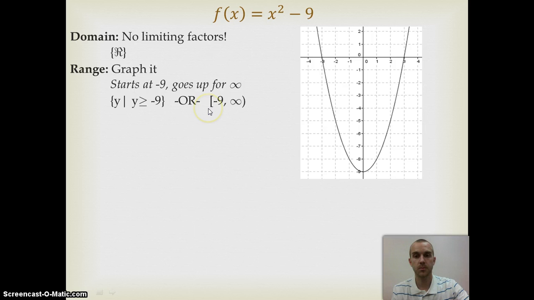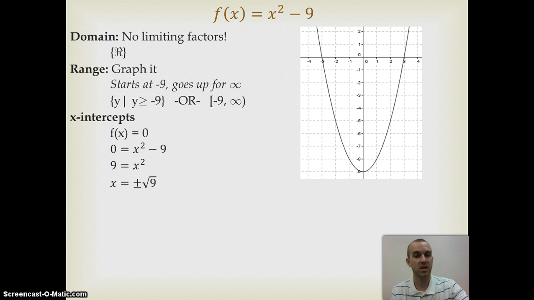Either method is fine. If I want to find the x-intercept, I could use the graph, or I could formally work it out. I know that for my x-intercept, f of x is 0. So 0 equals x squared minus 9. I'm going to move the 9 over, take the square root, and remember that's plus or minus when I take the square root, so that my two x-intercepts will be (-3, 0) and (3, 0). I could also look at the graph and see that quite clearly.